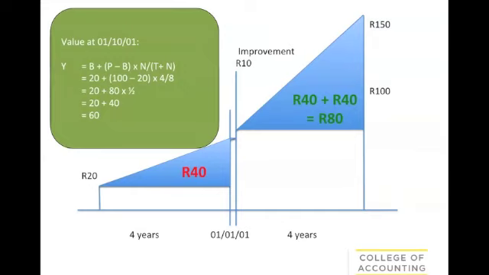That's what we would have been able to sell this asset for if we'd sold it on the 1st of October 2001, and if we'd sold it in the condition that it was then, before we had made the improvements.